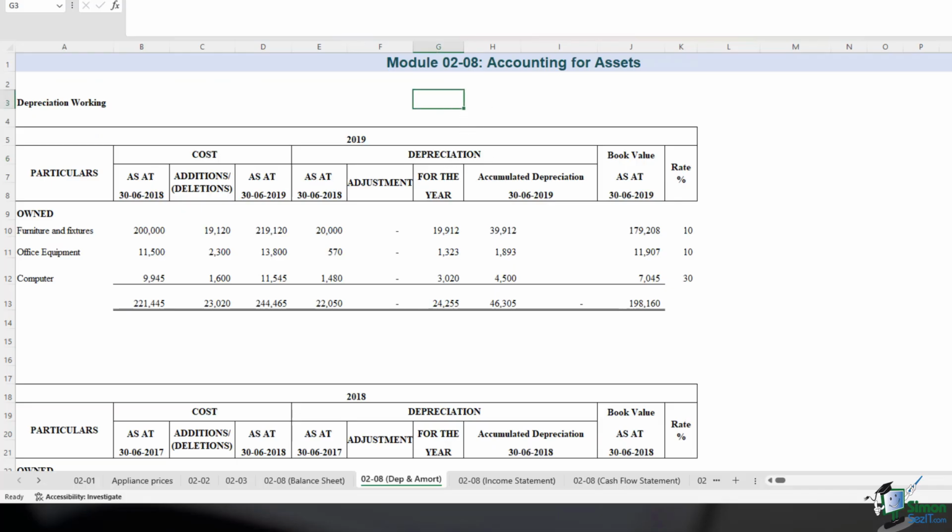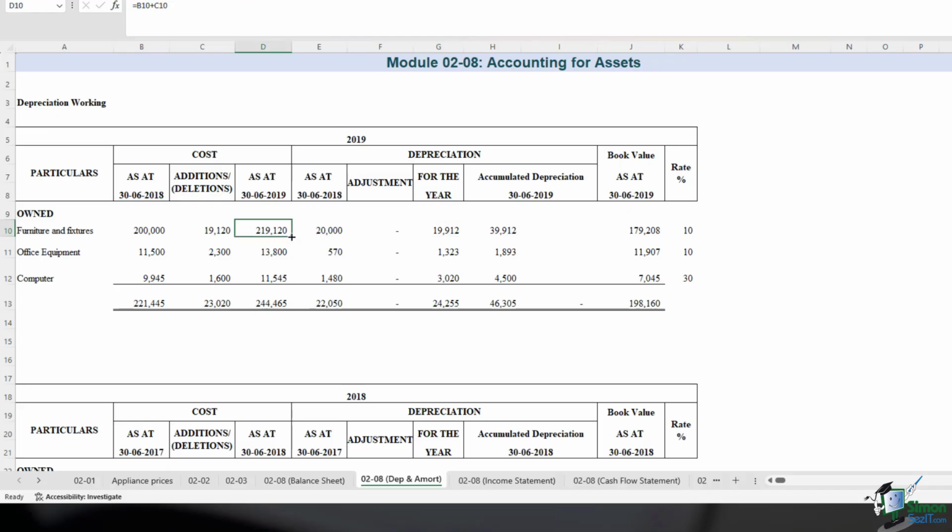And over here, if we go all the way to the left, in this tab, we are going to unravel the nuances of depreciation. Think of depreciation as an accounting practice that is vital for reflecting the wear and tear on assets over time. So in this example, we have furniture and fixtures, we have office equipment, we have computer, we have the cost of these items on these particular dates, and we have the depreciation for these items on these dates as well. So depreciation for the year is $19,912 for furniture and fixtures.